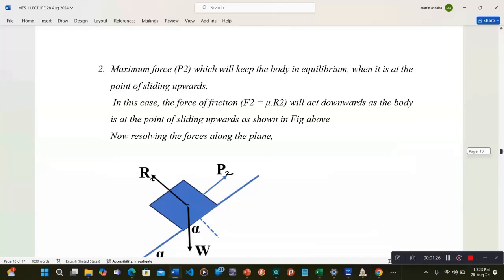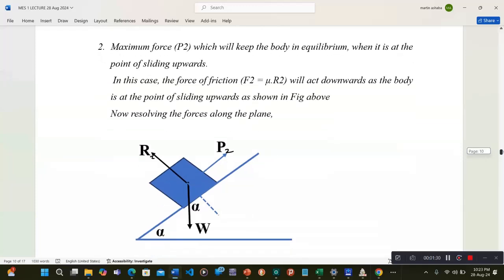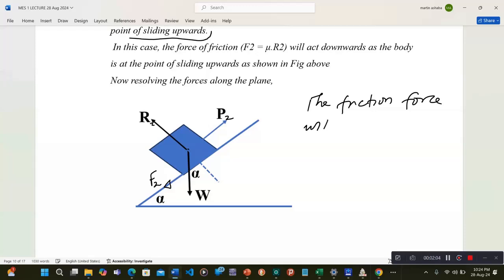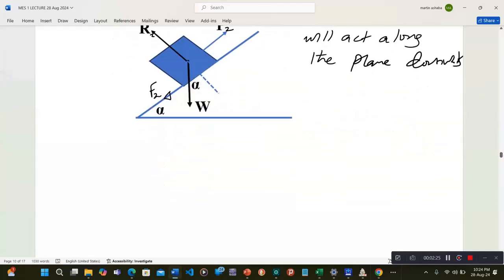But now we want to look at the maximum force that will keep the body in equilibrium at a point of sliding upwards. Upwards. We need to note that. So when it is at a point of moving upwards, then the frictional force is going to act along the inclined plane, but downwards. So the friction force will act along the plane downwards. Okay, if it is along the plane and moving downwards, we are going to resolve forces.